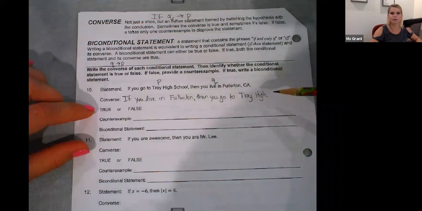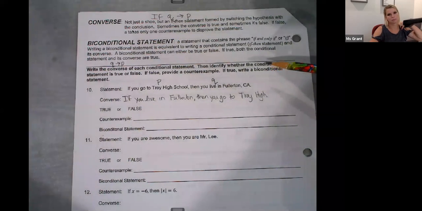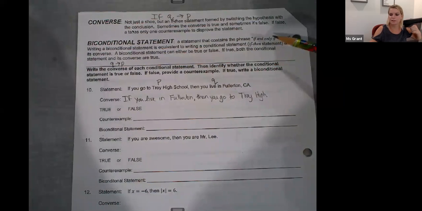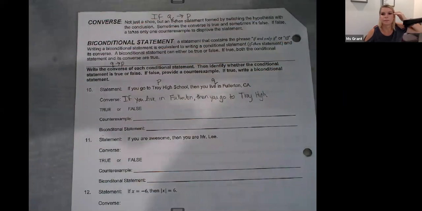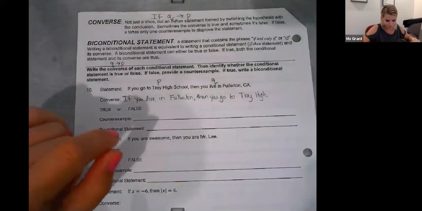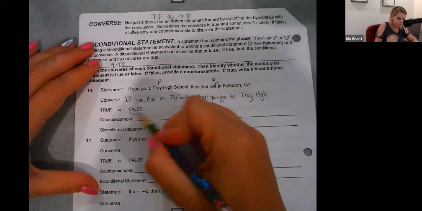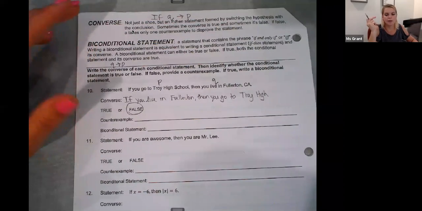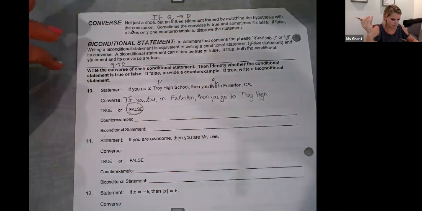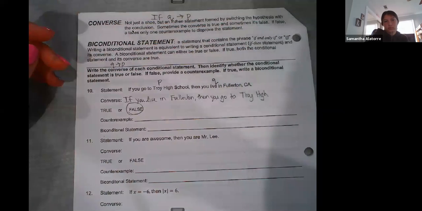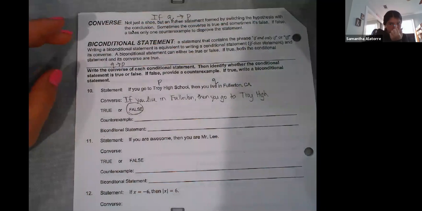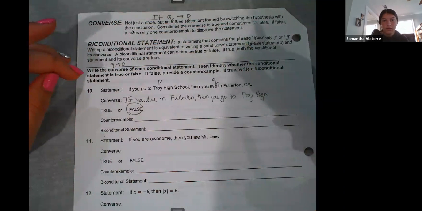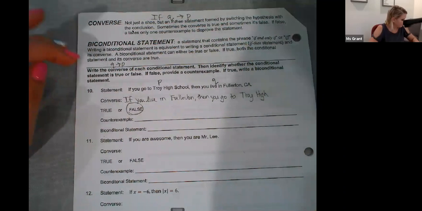Is that true or false? Volunteer. Samantha: It's false. Okay, provide a counterexample. Samantha, what's a counterexample? Prove it wrong. If you live in Fullerton, then you could go to Fullerton High School. Or Okay.